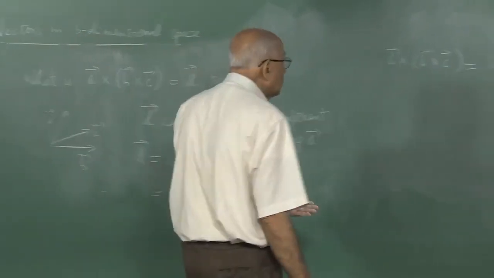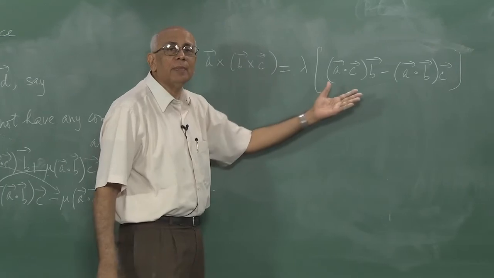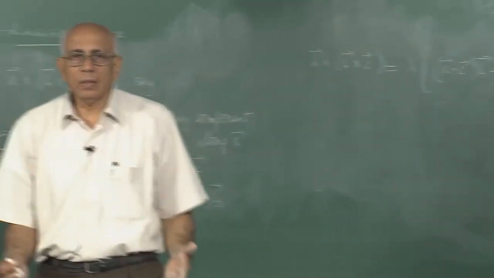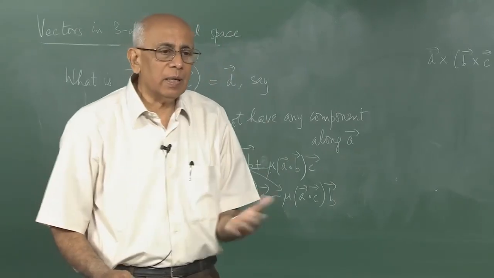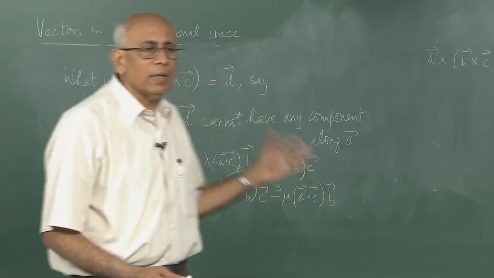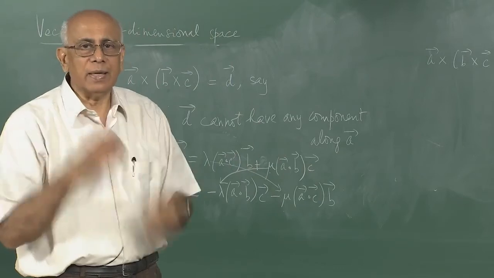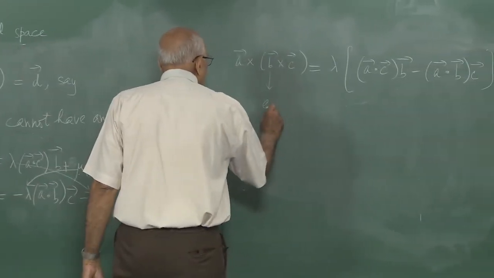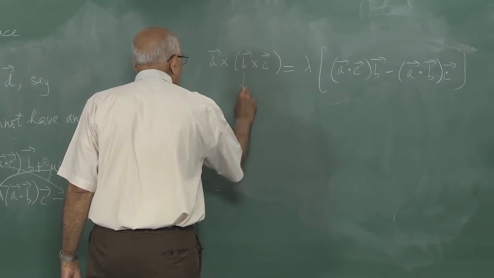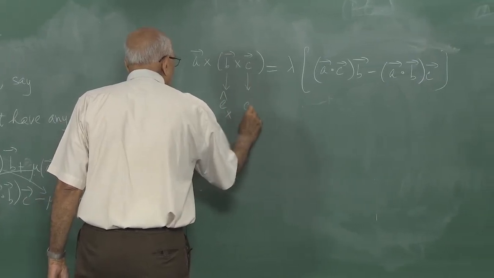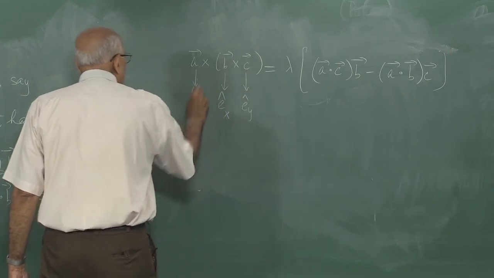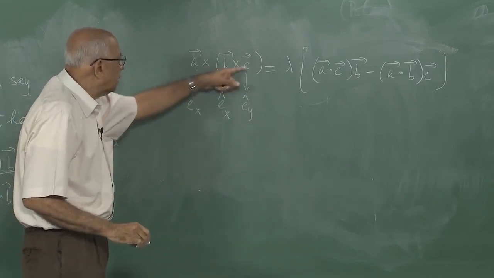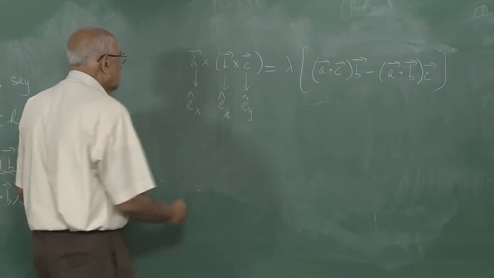Well, for this now, since it does not depend on what A, B, C are, I use the fact that in the case of a simple choice, like what if A, B, C are Cartesian unit vectors, I know that Ex cross Ey is equal to Ez and so on. So let me choose, for instance, A to be Ex, B to be Ex, and C to be Ey. Now what does this reduce to?